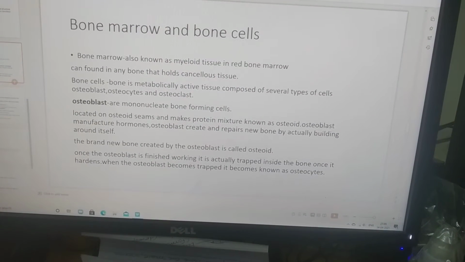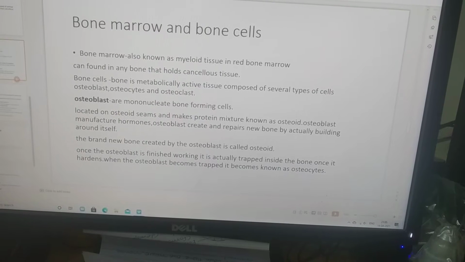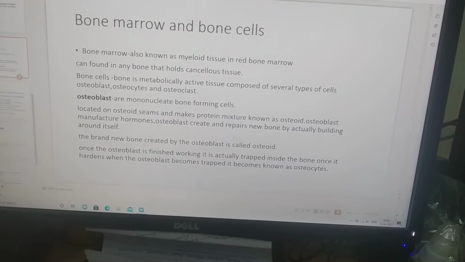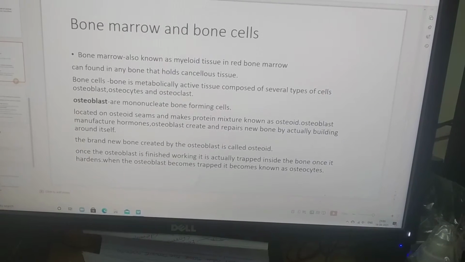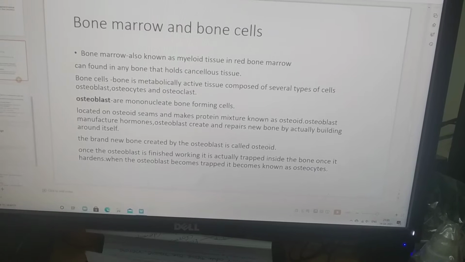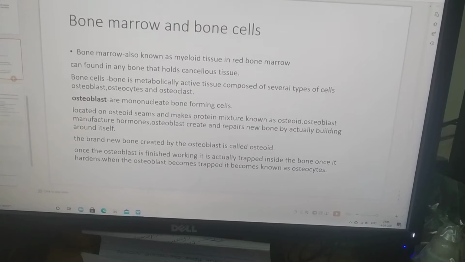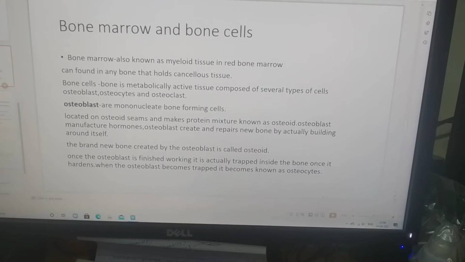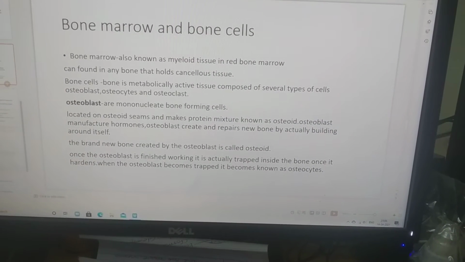Bone cells. Bone is a metabolically active tissue composed of several types of cells: osteoblasts, osteocytes and osteoclasts. These three cells are present in the bone. First is the osteoblast, a mononucleate bone forming cell.